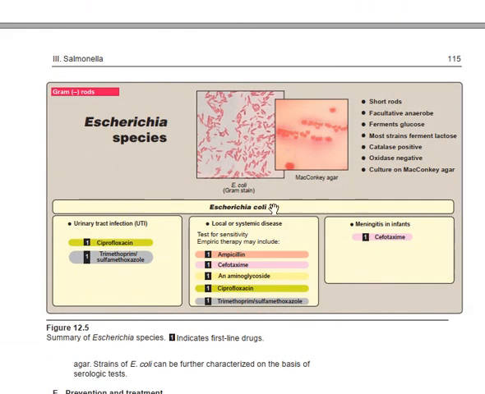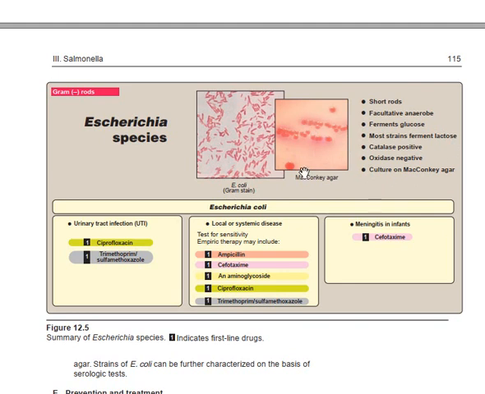Now, after Escherichia coli, we need to know the specific characteristics, the summary of Escherichia coli. You need to know that they are short rods, they are facultative anaerobes. Is it clear? They are anaerobes, but they are not complete anaerobes. They are facultative anaerobes, meaning that they are both anaerobes and aerobes. They ferment glucose. Is it clear? They ferment glucose. Most strains ferment lactose. Since they are anaerobes, they are mostly involved with fermentation. They ferment glucose, they ferment lactose, they are catalase positive, they are oxidase negative, and they are cultured on the MacConkey agar.